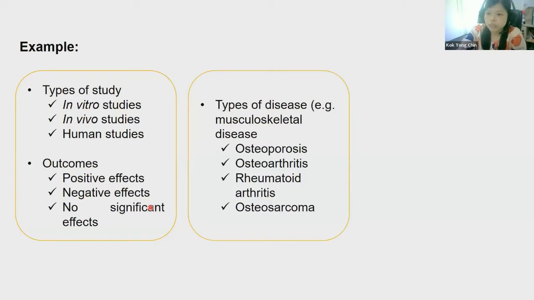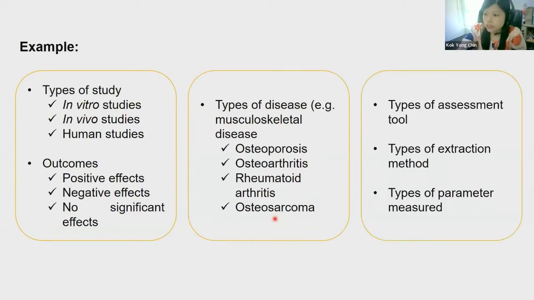Thirdly, you can arrange it according to the type of disease. For example, if you are writing on the effects of drug A on musculoskeletal disease, you can organize your review based on the types of disease, for example osteoporosis, osteoarthritis, rheumatoid arthritis, and also osteosarcoma. So these are some examples.